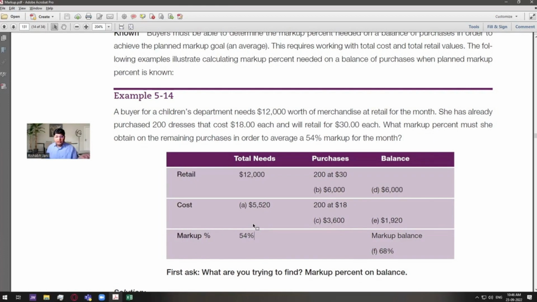All right. So to first find out our needs, we need to know what our total cost should be. The maximum that we can pay for goods to reach our markup goal, right?